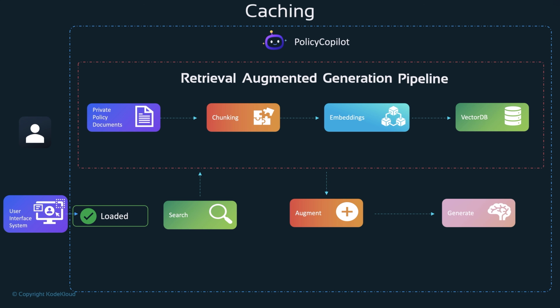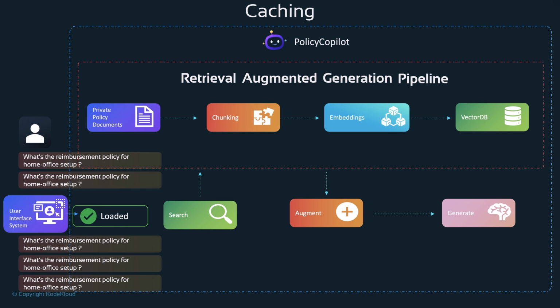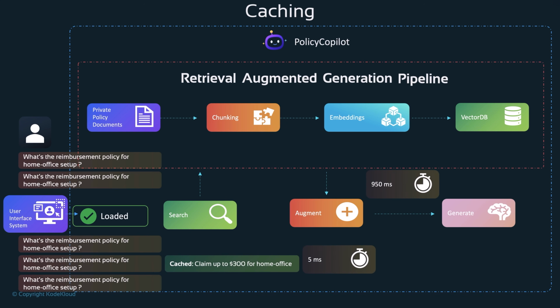But here's the thing. Most queries are repeated or are very similar. People ask the same questions over and over. What's the reimbursement policy for home office setup? Gets asked dozens of times. Caching solves this by storing the results of expensive operations and reusing them. Instead of taking 950 milliseconds, a cache response might then just take 5 milliseconds. That's 190 times faster. The key insight is that we don't need to recompute everything for every query. We can cache at multiple levels: the embeddings, the search results, or even the final answers.